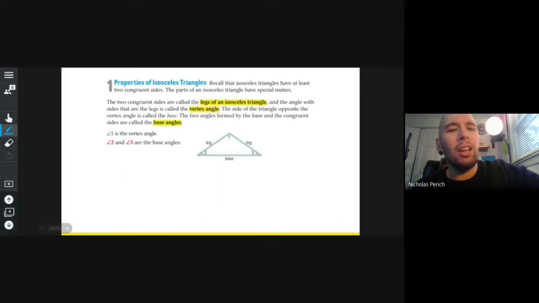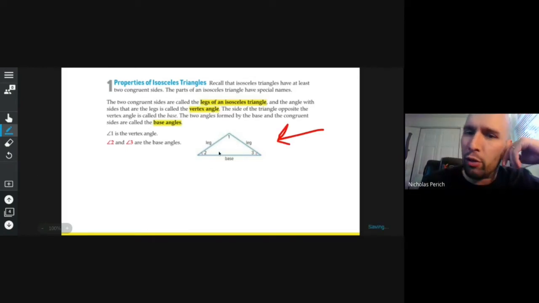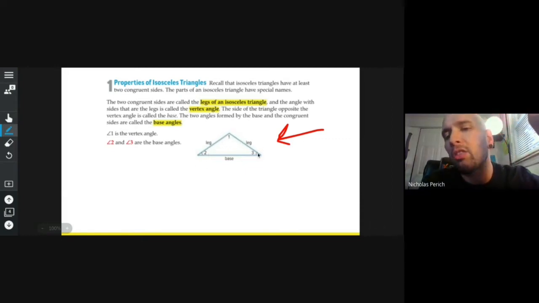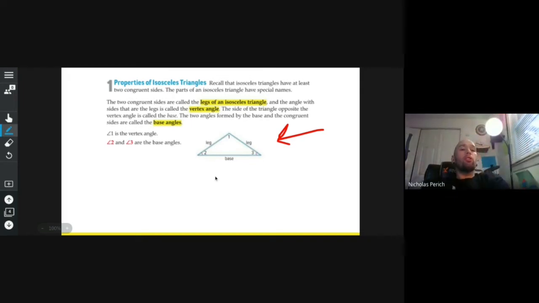Let's talk about isosceles triangles, baby. Properties of isosceles triangles. Look, guys, that's an isosceles triangle, just like I told you. The isosceles triangles have two sides that are equal. This angle right here, that side right there, and that side right there. The two equal sides in an isosceles triangle are called legs. So those guys are congruent, therefore they're called legs.